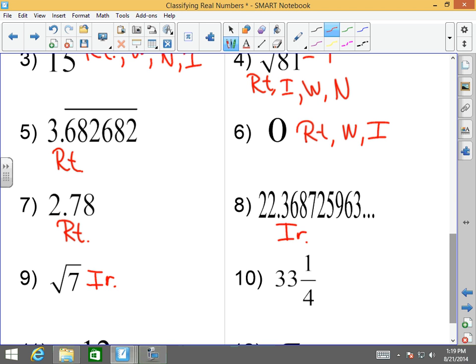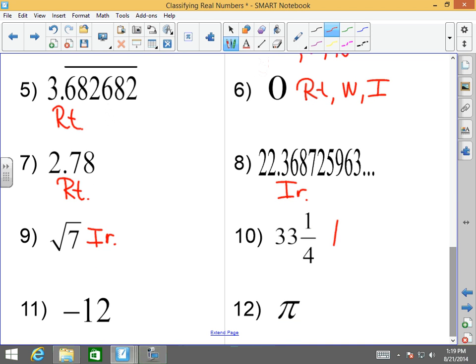Excellent. How about 33 1/4, number 10? Rational. Very good, because it is a mixed number. Excellent. Excellent. How about negative 12? It is an integer. Very good. It's also rational. Yes. Anything else? Could it be whole? No, because whole numbers are greater than or equal to 0. It's an integer, but that's about it.